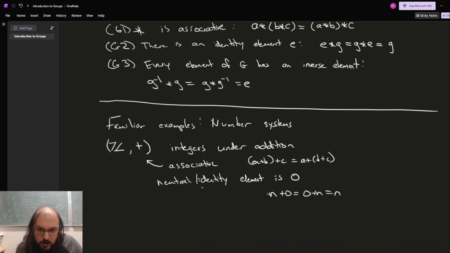Lastly, we have to have an inverse element. Now that we understand the neutral element, and of course, we know what addition is, we can understand what it means to find this inverse element. We need to know, given a number n, what number has the property that n plus that number, or that number plus n, makes 0. Well, that is just the additive inverse, also known as the negative number.